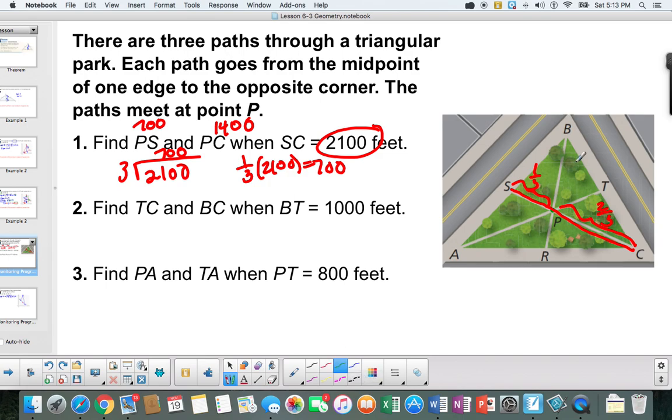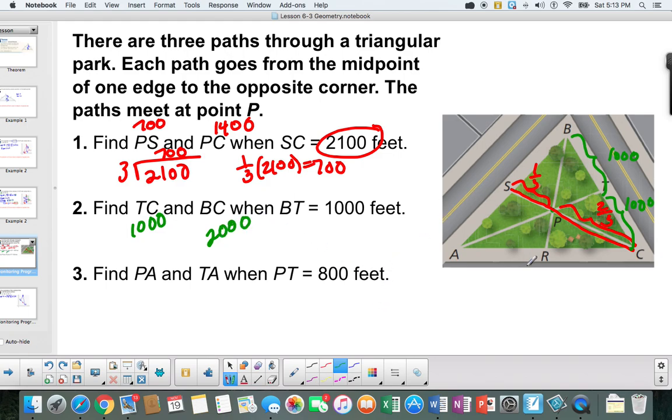Okay, now let's take a look at TC and BC when BT is 1000. So let me take a different color. So here it is, BT is 1000. Now remember, these are created by medians, and medians are midpoints. So that means this other side will be 1000. So TC will be 1000. I'm sorry, I was saying 100 when I should have said 1000. And BC, that means all the way across, will be 2000.